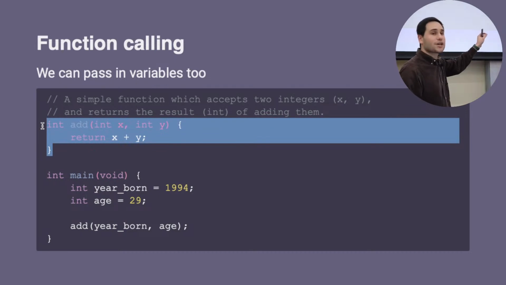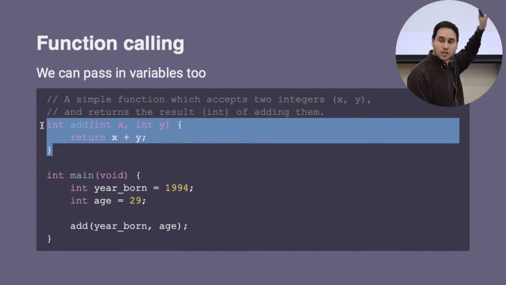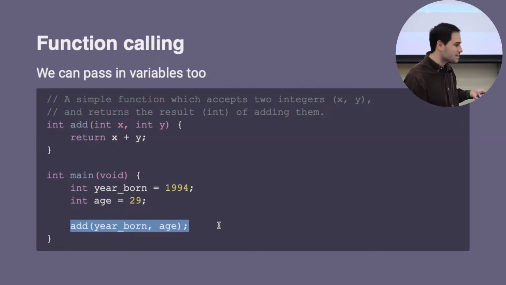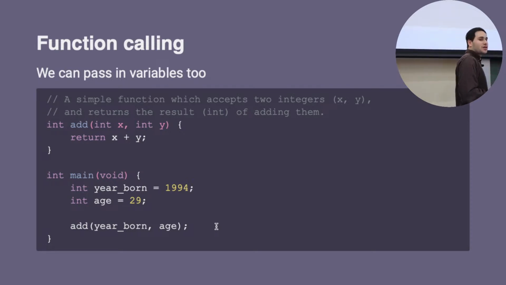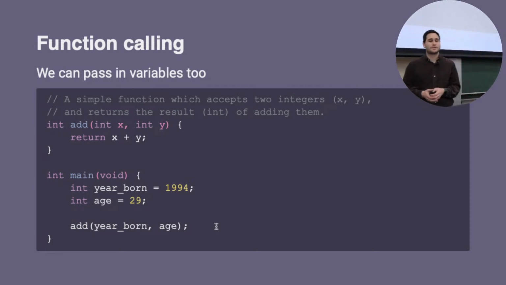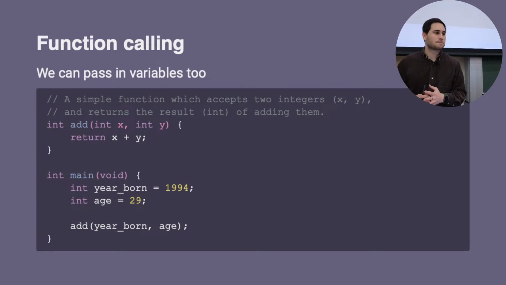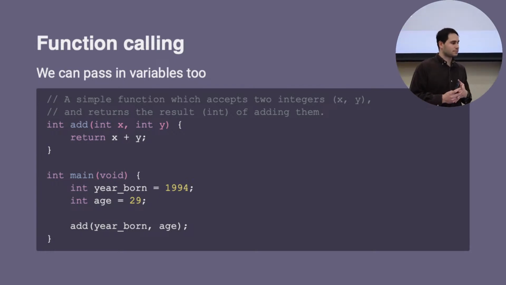We define our functions outside of main in the top level scope, and then we can use them inside of main. So what's add going to do here? It's going to add which two numbers? Exactly right. And it'll get the current date.